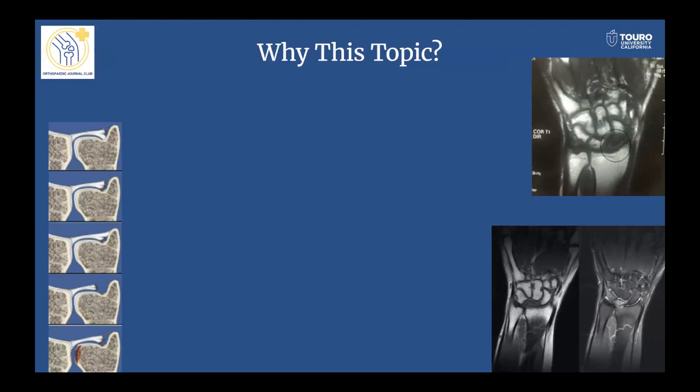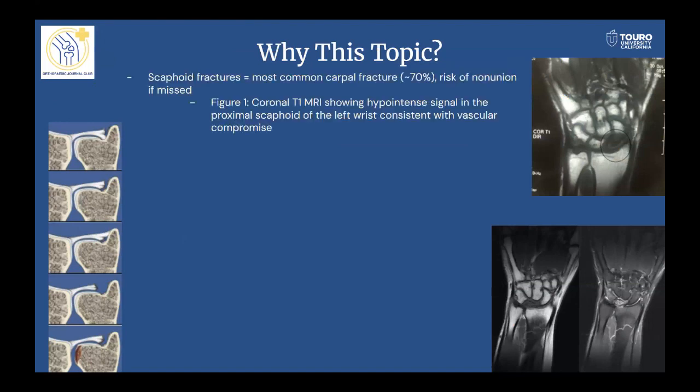These account for 70% of all carpal fractures, making them by far the most common. The big concern here is the risk of non-union if the injury is missed. You may be thinking, why is that? The scaphoid has a unique retrograde blood supply, meaning blood enters from the distal end and flows backward towards the proximal pole. So if the proximal pole is fractured, the blood supply can be cut off, leading to avascular necrosis.